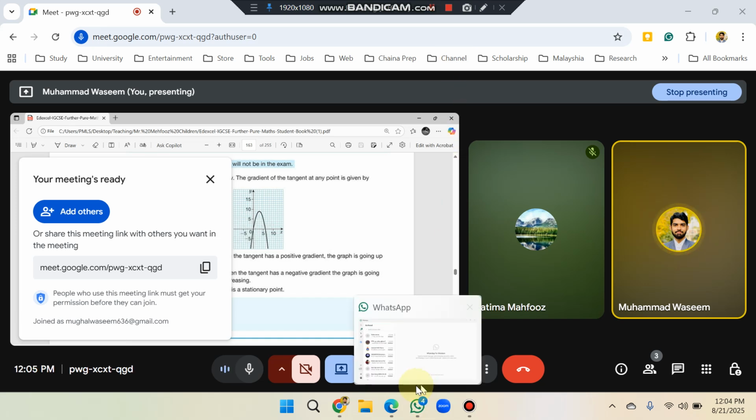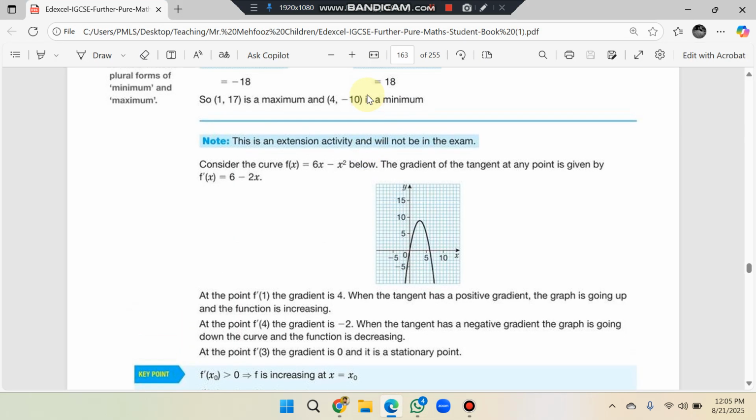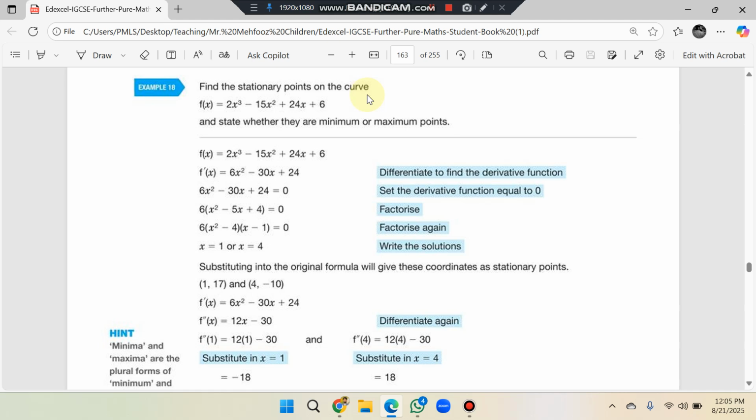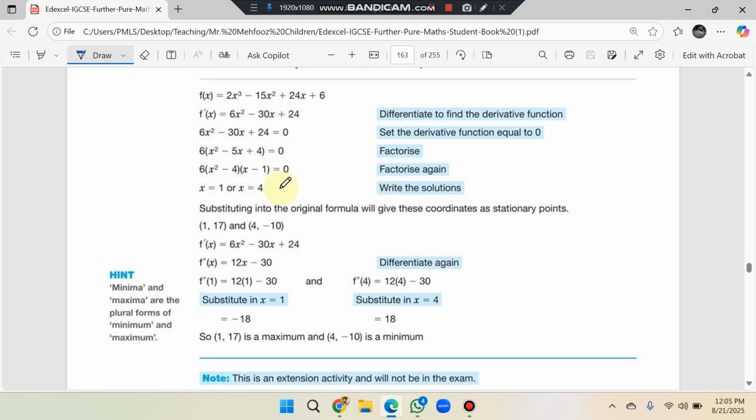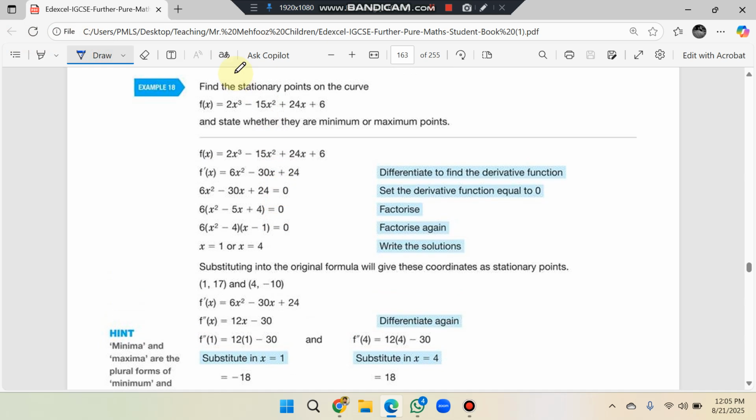We have discussed example number 18 in the previous class. Do you have any problem in example number 18? No, but could we go through it once again? Okay, so first of all, here we have example 18.